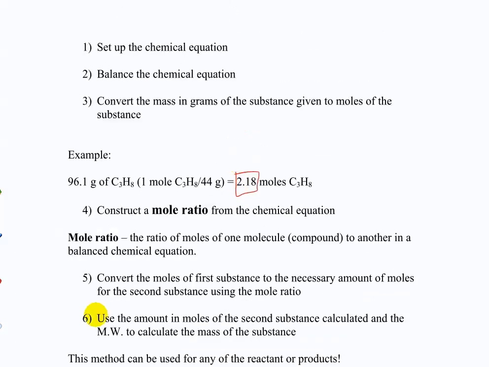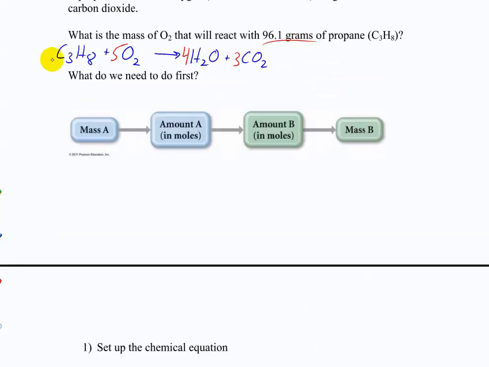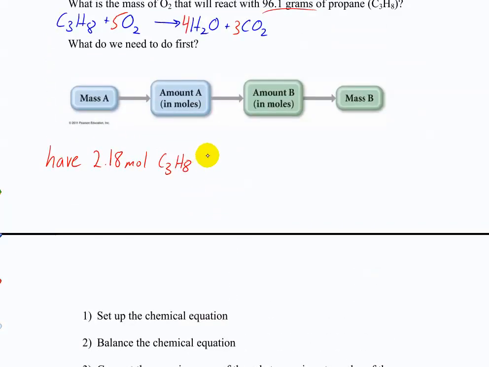So here's what we do. We convert the moles of the first substance to the necessary amount of moles for the second substance using the mole ratio. Now that's a fancy way of saying it, but it's kind of common sense. If you look back up here, this tells us that these molecules are in a 1 to 5 to 4 to 3 ratio, and I know that we have 2.18 moles of propane. Based on that equation, how many moles of oxygen do we need to react fully? Yeah, five times that, right?